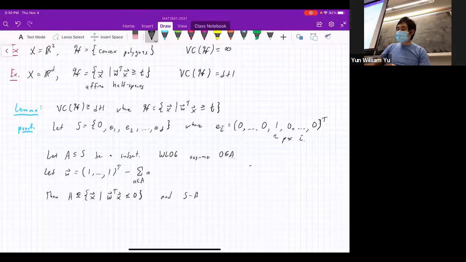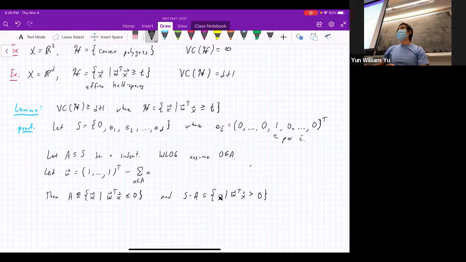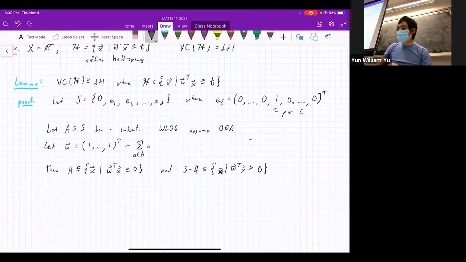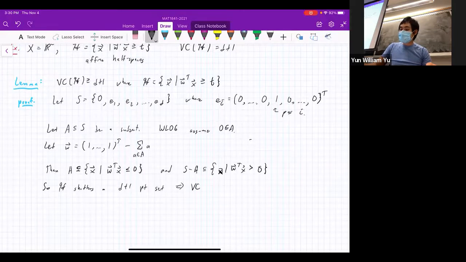And we know that S minus A is contained in the set of x such that w transpose x is greater than 0. Note that I'm being a little bit sloppy with the greater than or equal to versus greater than, but you can just think about moving the hyperplane an epsilon over, and it fixes itself. But this is true for any subset A, and therefore H shatters a d plus 1 point set, which implies that the VC dimension of H is at least d plus 1.